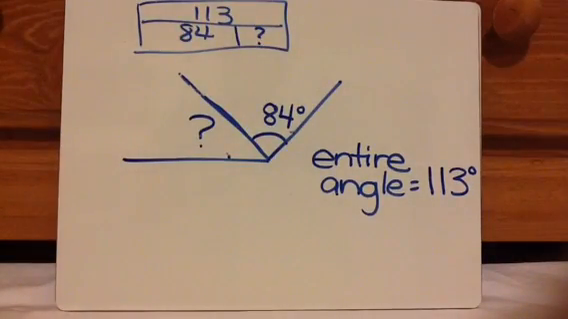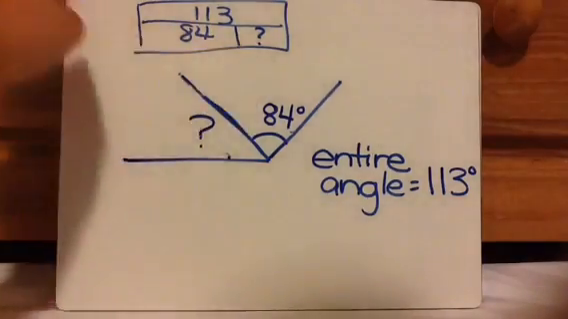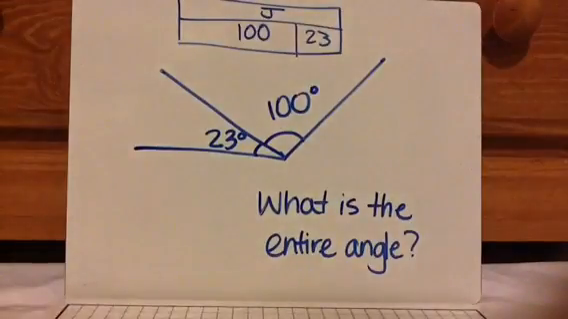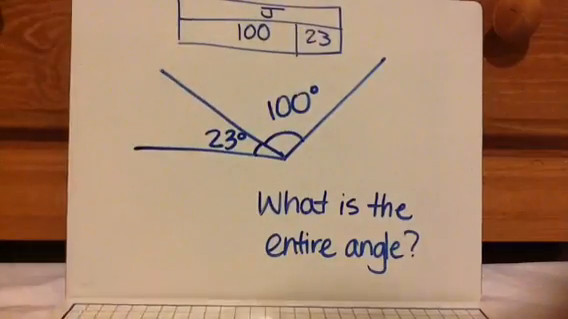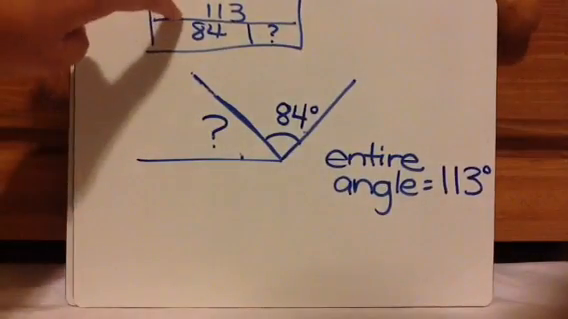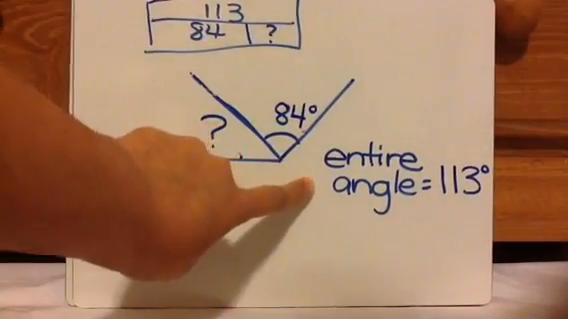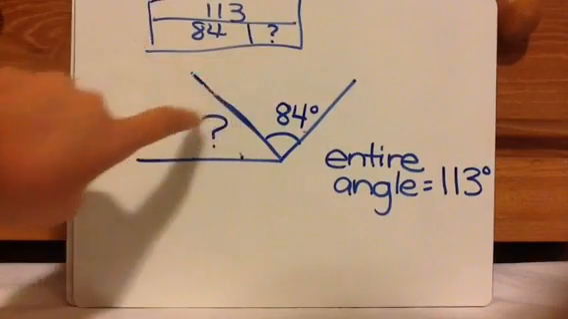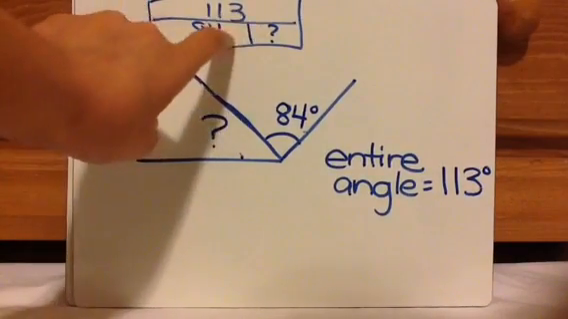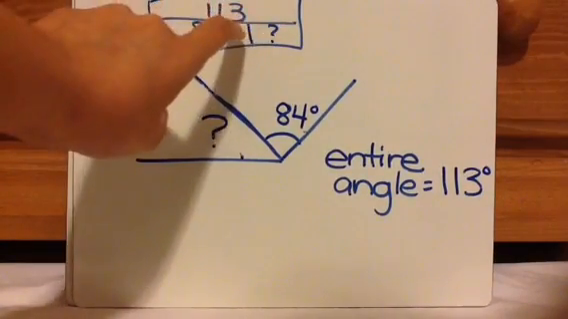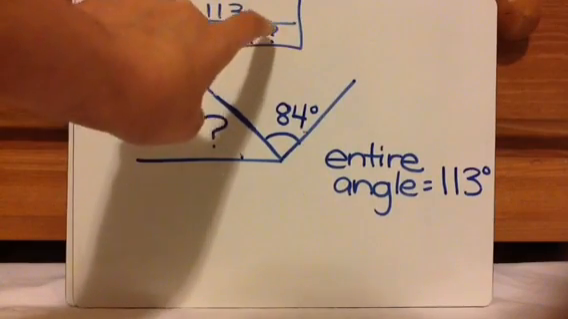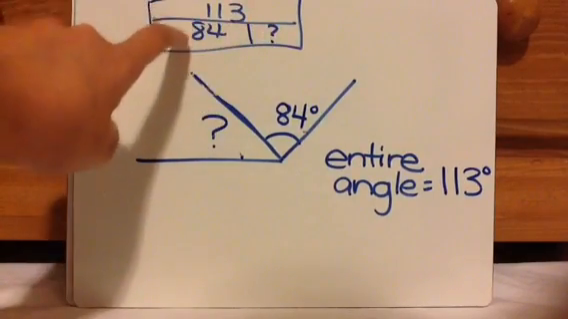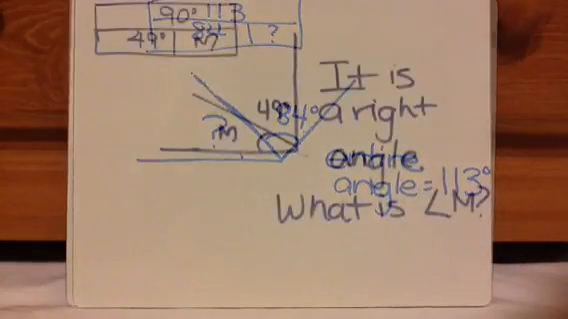So you have to be aware by looking at the picture what to do. When you have both pieces, you're putting them together to get the total. Or you have the total, which is 113, and they give you one piece. What's the other piece? So 84, so 113 minus 84 gives you the missing piece. And once you get the missing piece, it's like saying this piece plus this piece equals the total.